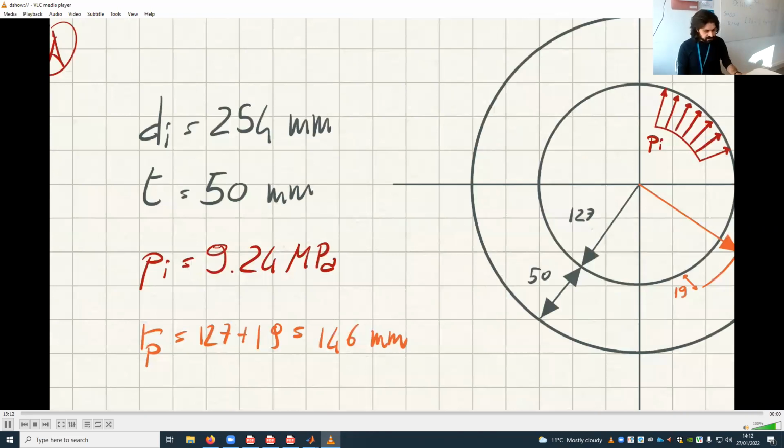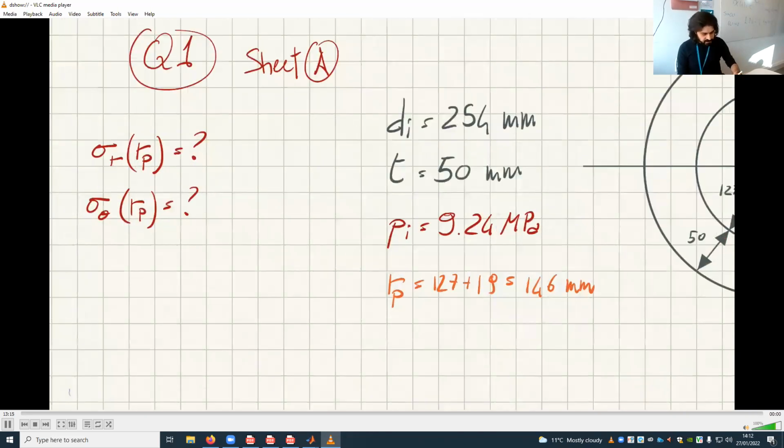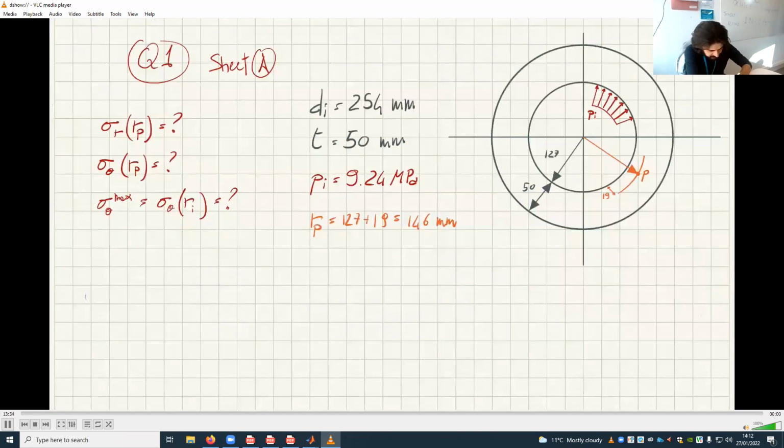So how do you solve this? This is very easy. Oh, I forgot, we also want to find sigma theta max, which is of course sigma theta at the inner radius. All right, how do we solve this? Very briefly, so remember the Lamé equations. Let me copy these ones.